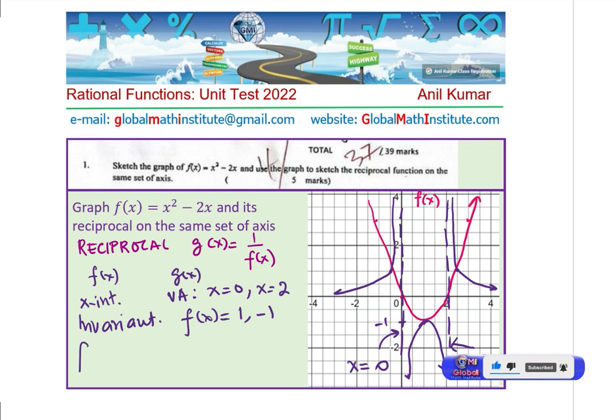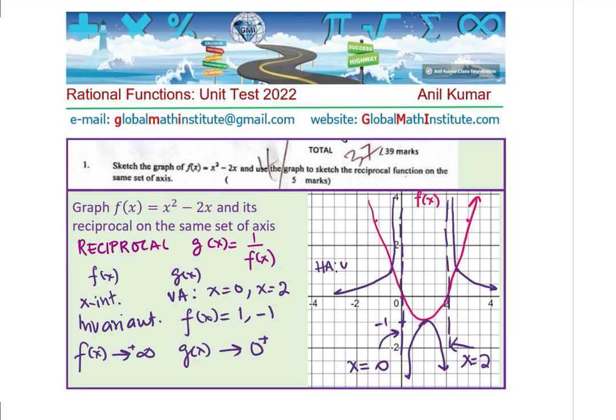Perfect. So when f of x is approaching infinitely large values, then g of x is going to approach 0. Since it is going to positive infinity, g of x will go to 0 from the positive side, and therefore we have a horizontal asymptote, which is y equals 0. Makes sense? Also, you can see the behavior near the asymptotes: when you approach these x-intercepts from inside, let's say 0 from the right-hand side, it approaches negative infinity, correct?